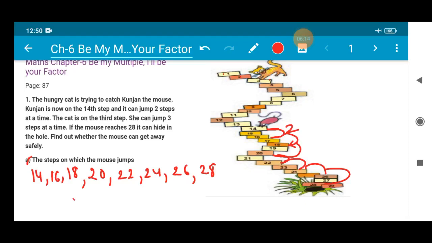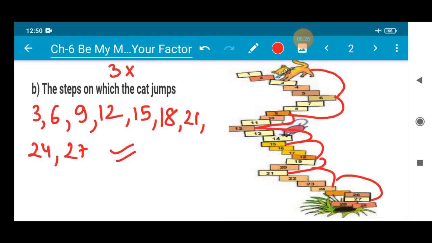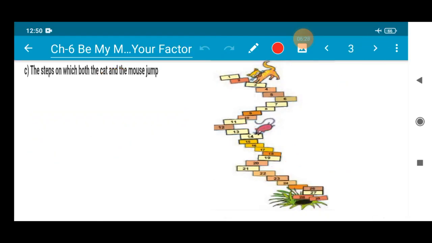Here in the first question we are following the multiplication of 2 only, because 2 7s are 14, 2 8s are 16, 2 9s are 18, 2 10s are 20. Okay, so this is the concept here. This is the multiple here. All right, let us now proceed to part C.